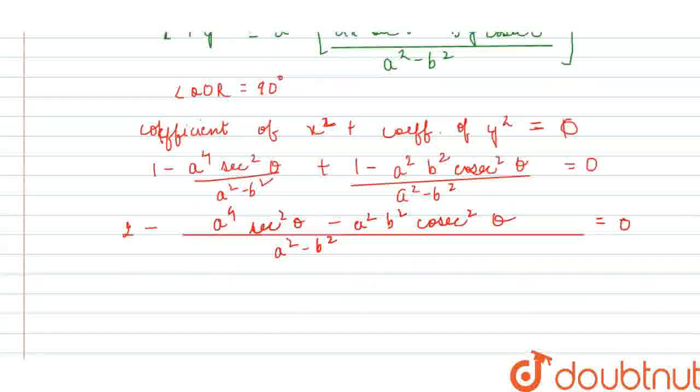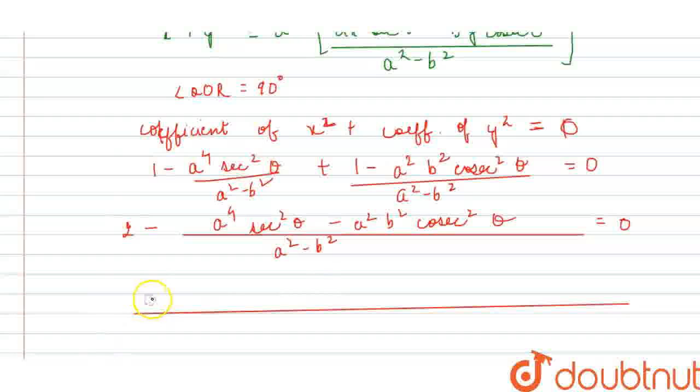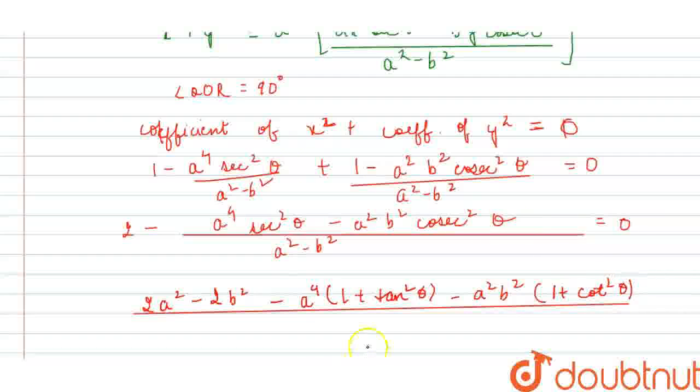Now I'm also taking the LCM. So after taking the LCM, it would become 2a square minus 2b square minus a raised to the power, now we know that secant square theta is 1 plus tan square theta. I'm using it here, so it is a raised to the power 4, 1 plus tan square theta minus a square b square. Similarly, cosec square theta is 1 plus cot square theta, so I'm also using that, 1 plus cot square theta. In the numerator and the denominator, it will be a square minus b square only. It is equal to 0.